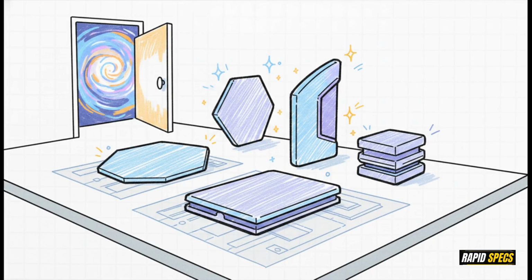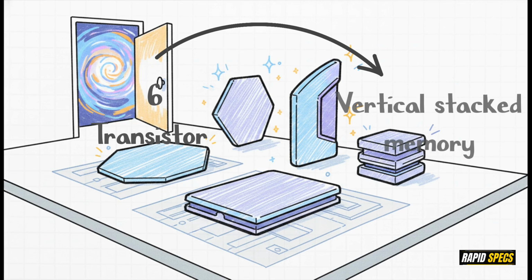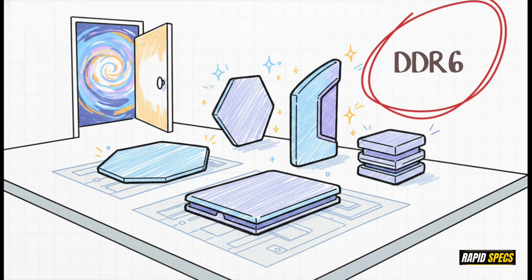We've gone from massive, incredibly hot 6-transistor chips all the way to ultra-efficient, vertically stacked memory. We have solved bottleneck after bottleneck. But this technological evolution is still unfolding in real time. The story of RAM is far from finished. The future is already knocking on the door right now, with next-generation standards like DDR6 and new compact form factors like CAM2 actively in development in labs as we speak.